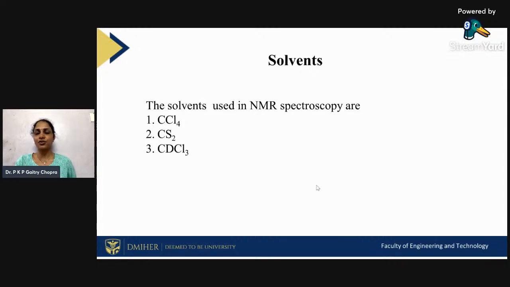Apart from these, there are also other solvents. One very common example is dimethyl sulfoxide, DMSO. But the only thing is that DMSO is in itself NMR active, so it gives its own peak. So we have to take care that a standard should be run along with the sample, so as to deduce which peak is for DMSO, so that the remaining peaks could be considered for the sample.